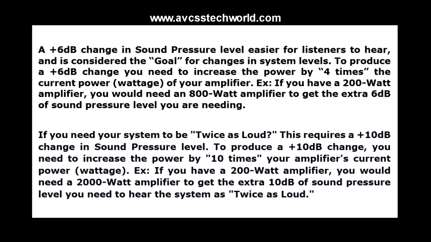If you need your system to be twice as loud, this requires a +10 dB change in sound pressure level. To produce a +10 dB change, you need to increase the power by 10 times your amplifier's current wattage. For example, if you currently have a 200-watt amplifier, you would need a 2000-watt amplifier to get the extra 10 dB of sound pressure level. You would need to hear the system as twice as loud.